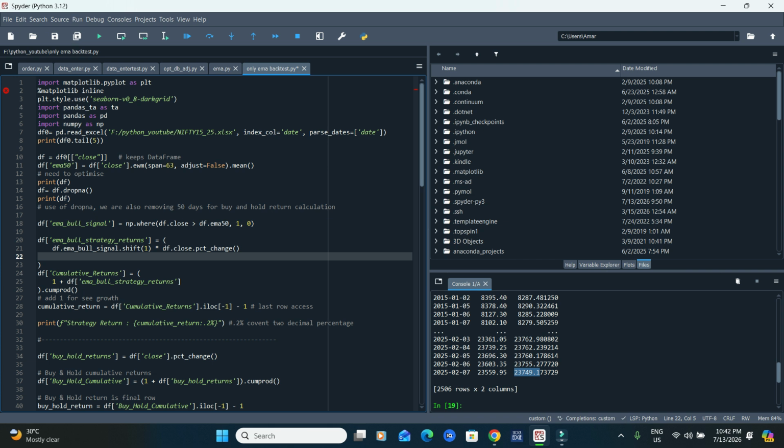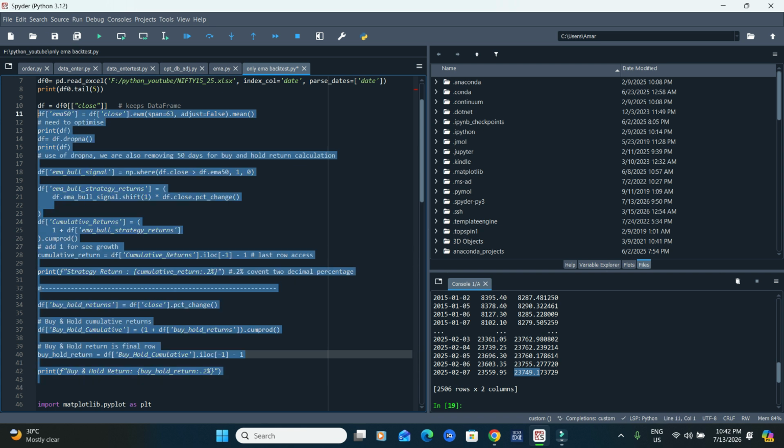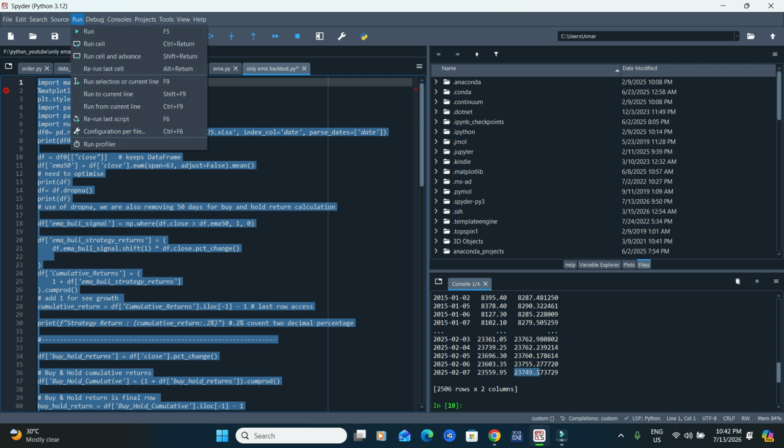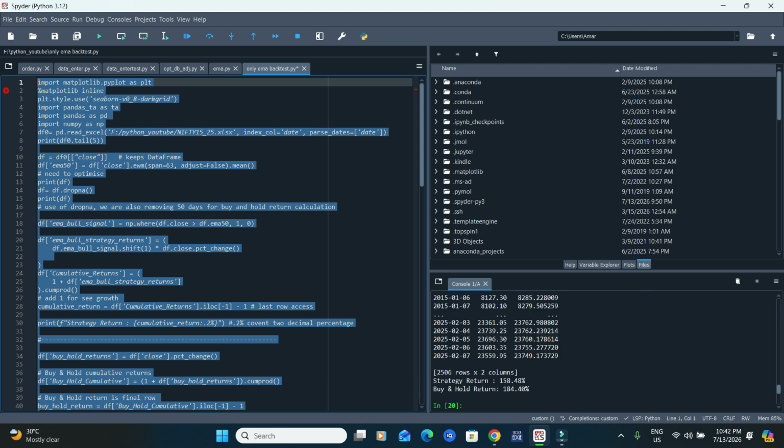So cumulative return is also calculated using the cumulative product formula. Then we can access the last row of the cumulative return column. Then we also calculated the buy and hold, just the cumulative product of the percentage change of the buy and hold. Let's run this one. Yes, this is very close to the return of buy and hold.